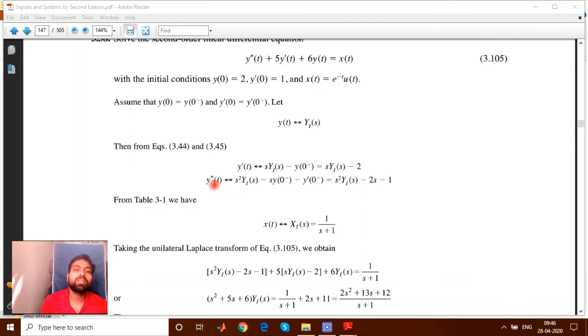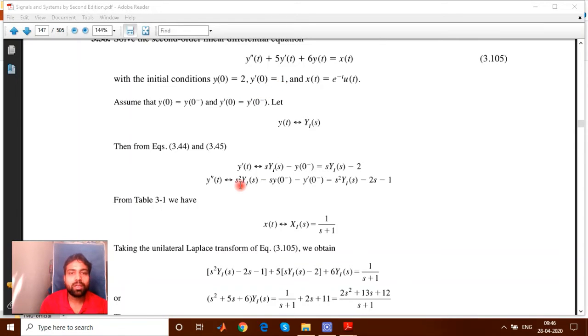Similarly, the second order term will be expanded like this. As in the first term it is sY(s) minus y(0-), in the second order it comes s squared Y(s) minus s y(0-) minus y'(0-). So again we have to find the value of y'(0-). So let's see what the value of y'(0-) is. It has the value as given up here. It is 1.